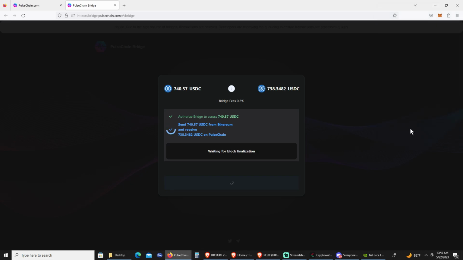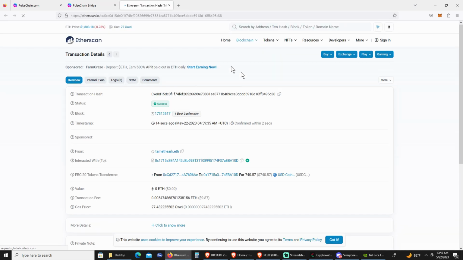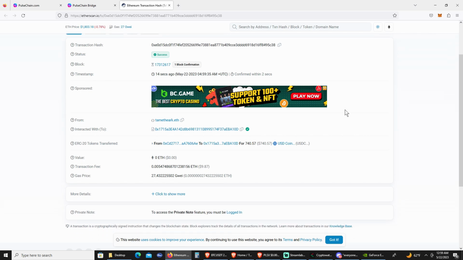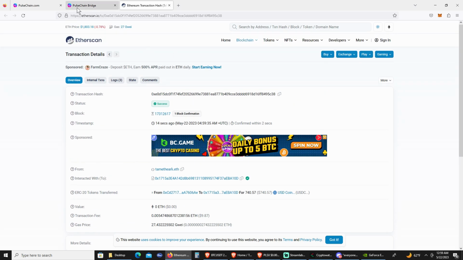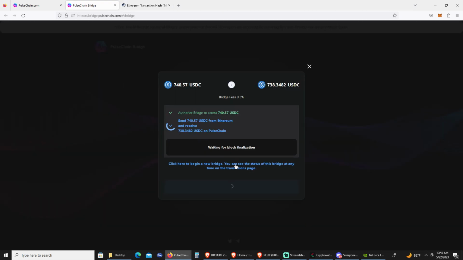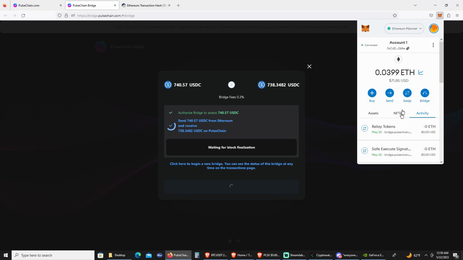Click confirm, and it's going to bridge over. It's going to take a little bit of time. There's a little bit of a fee as well, 0.3%. Now, when this bridge is done, alright, that was pretty fast. Blockchain Explorer confirmed it.